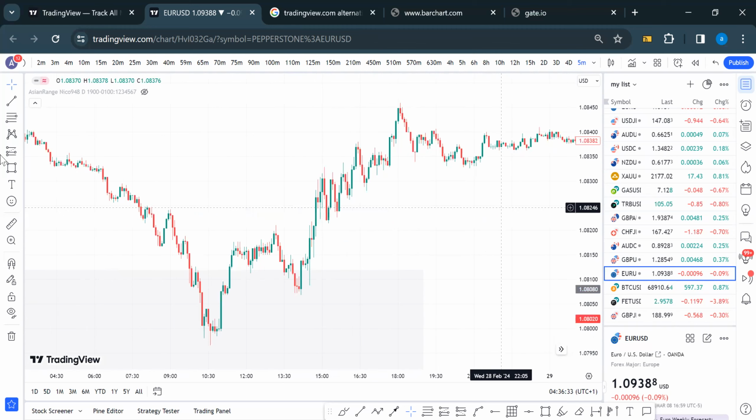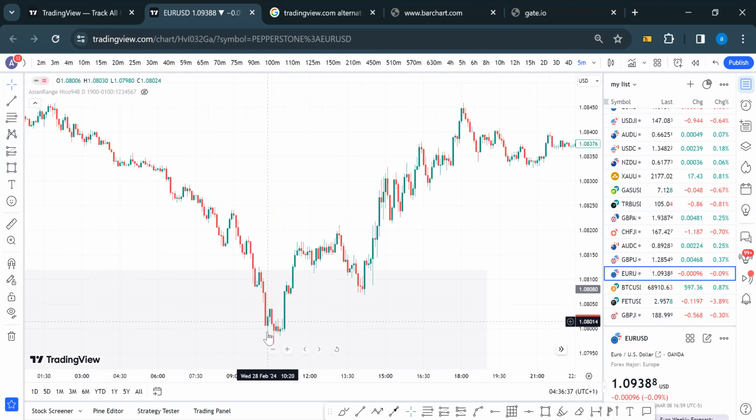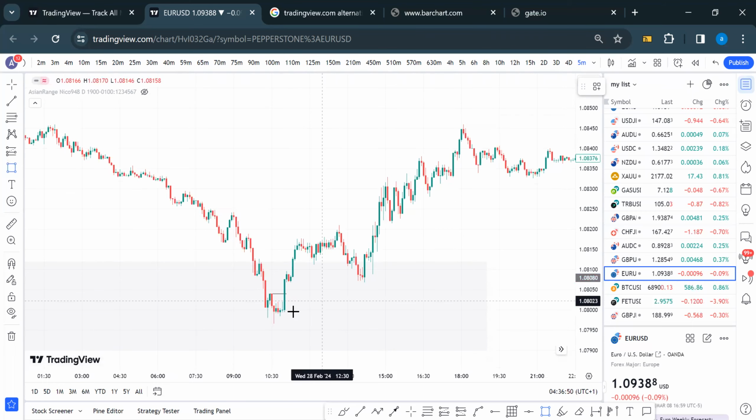So we have a change of character here. Again, I have another one here. All right. So this is going to be our demand zone that we want to choose from this time around.